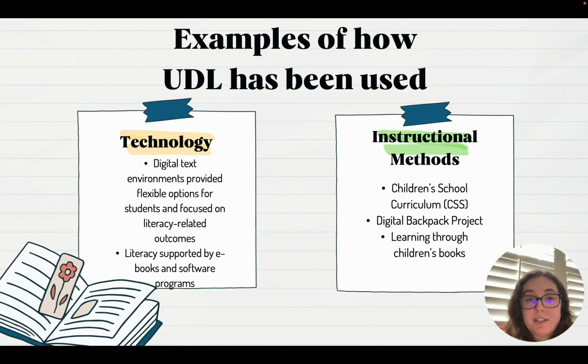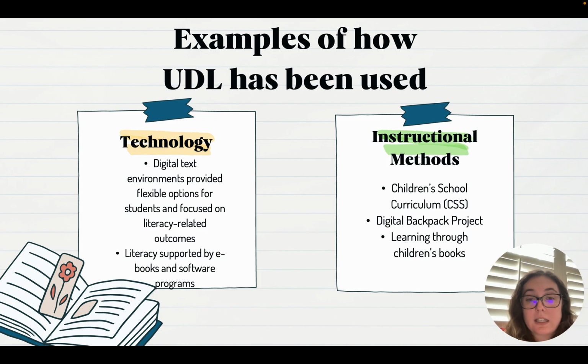So these are some examples of how UDL has been used. I broke it down into technology and instructional methods. For technology, some uses of UDL could be through digital text environments, because this provides flexible options for students, and it also focuses on literacy related outcomes. If a student has a visual impairment, the digital text could blow up the words into a bigger font, or it could create contrast by highlighting different colors. And this will help a student be able to read and process literacy related information.